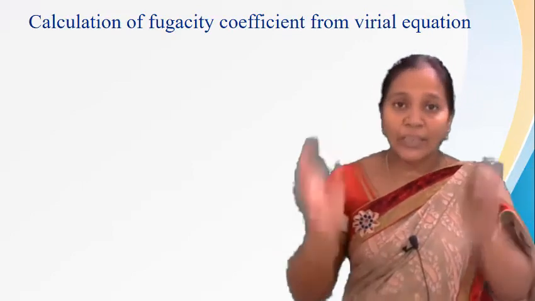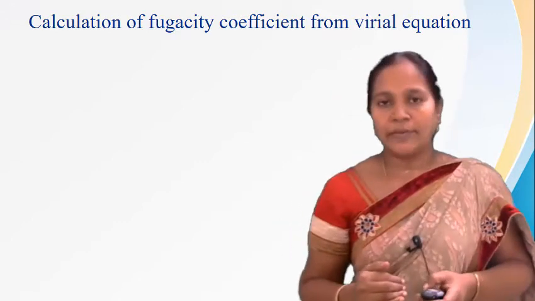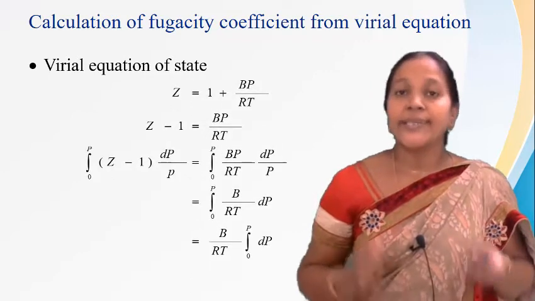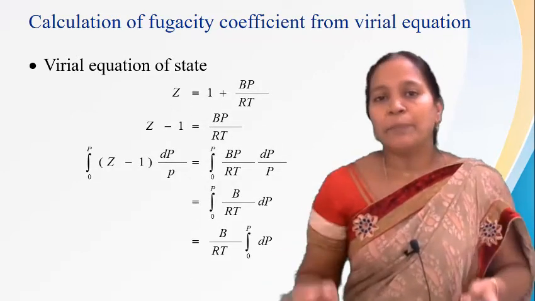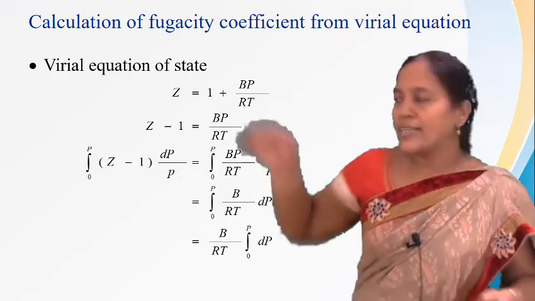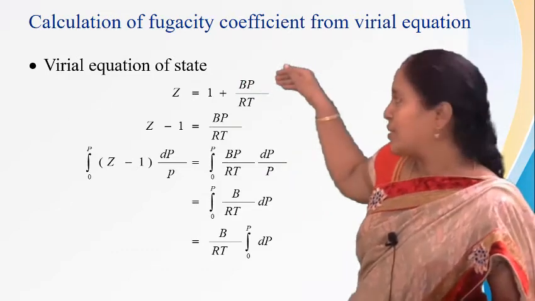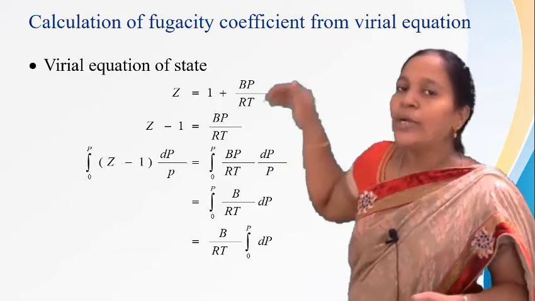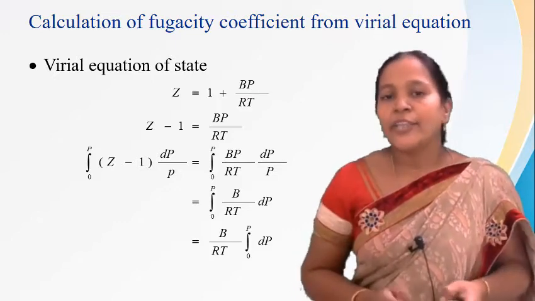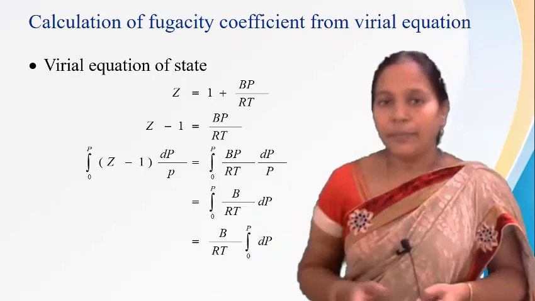Now coming to the calculation of the fugacity coefficient from the virial equation. Initially, the virial equation of state is Z equal to 1 plus BP by RT. Integrating both sides of this equation, the integral of (Z minus 1) dP by P is equal to the integral of BP by RT into dP by P. Here the P terms cancel.